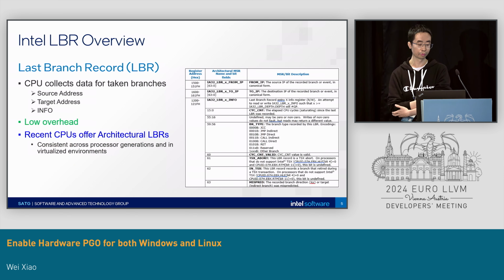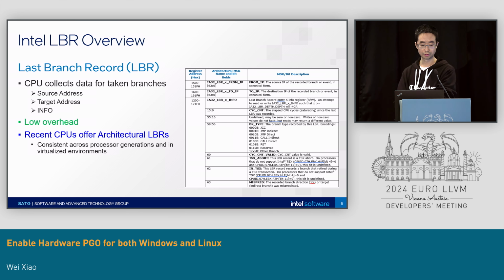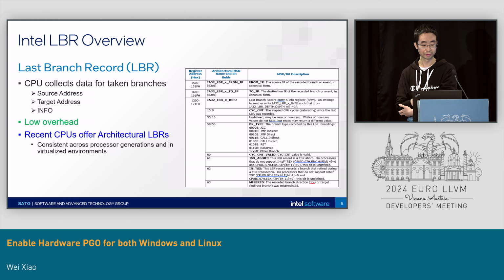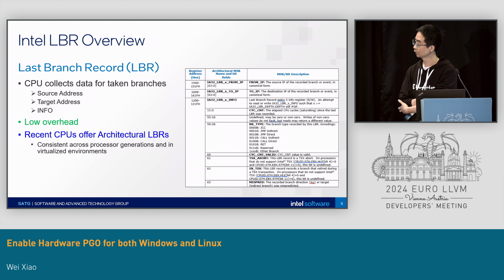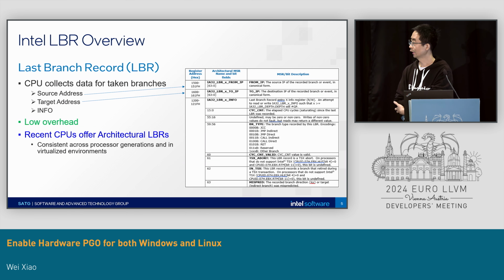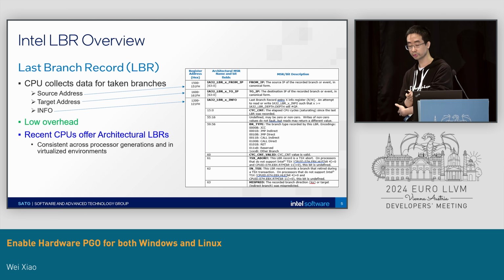Another example of an advanced hardware feature for profiling is Intel LBR. The last branch record makes the CPU able to collect data for each taken branch to a set of hardware registers. The data sampled includes the source IP, the target IP, and some meta information such as misprediction.